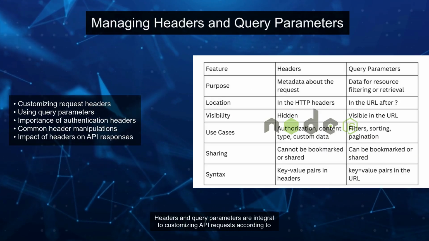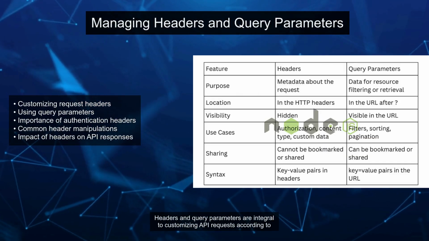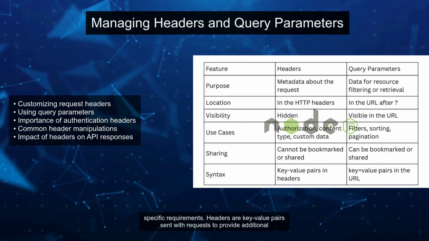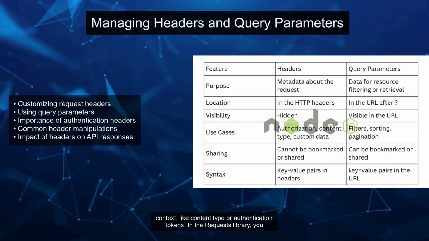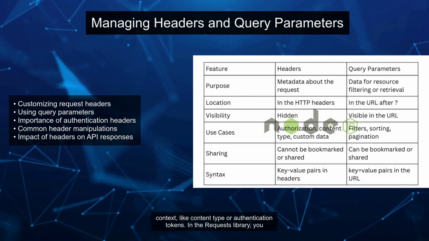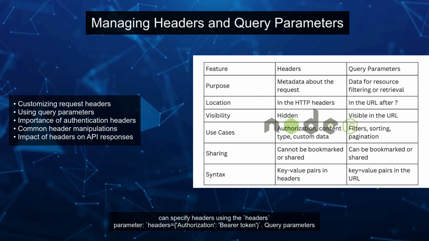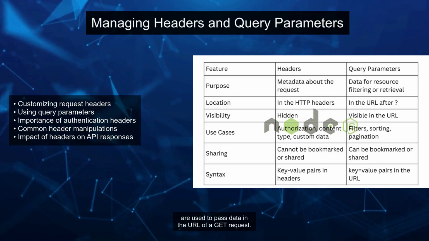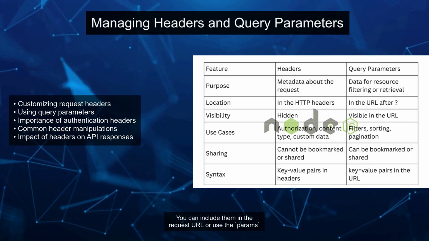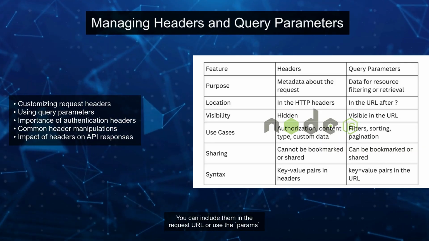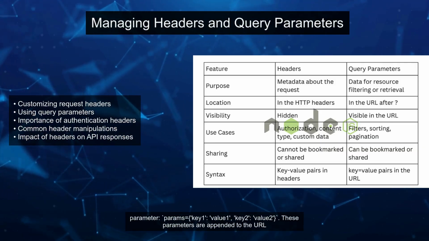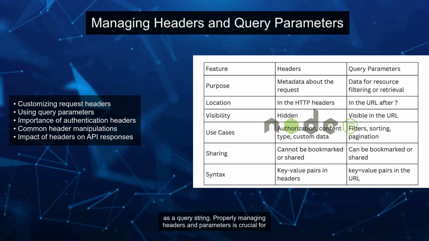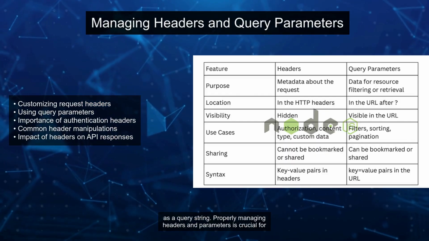Headers and query parameters are integral to customizing API requests according to specific requirements. Headers are key-value pairs sent with requests to provide additional context, like content type or authentication tokens. In the requests library, you can specify headers using the headers parameter, headers={'Authorization': 'Bearer token'}. Query parameters are used to pass data in the URL of a GET request. You can include them in the request URL or use the params parameter, params={'key1': 'value1', 'key2': 'value2'}. These parameters are appended to the URL as a query string.